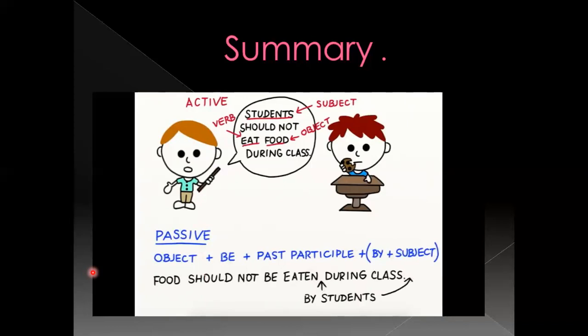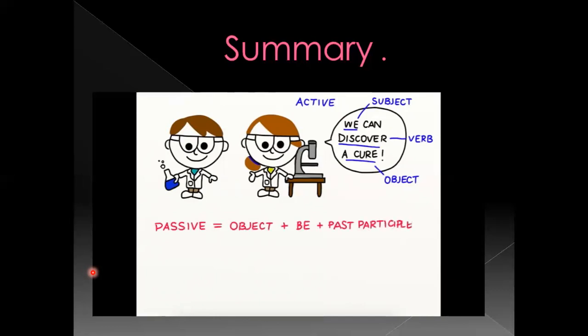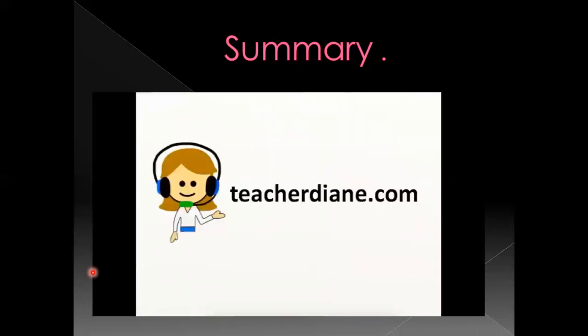Another example: we can discover a cure. This is an active sentence. We is the subject, discover is the verb, and a cure is the object. How can we change this to passive voice? Object, modal, be plus the past participle form. Object first, a cure. Then the modal verb, can, a form of be, be, past participle of discover, discovered. And then optionally we can add the subject. Excellent. Say thank you to your classmate.